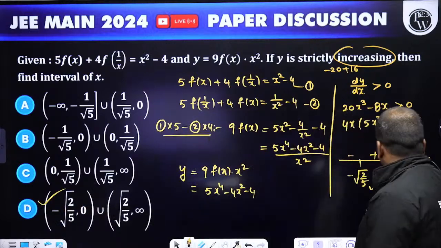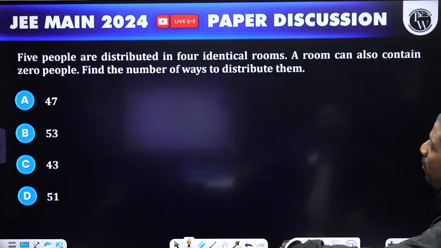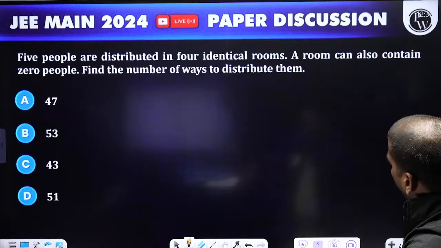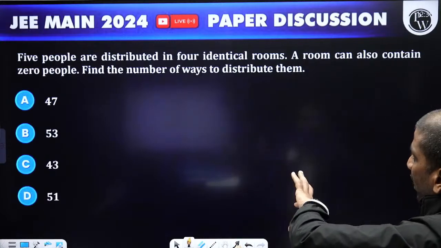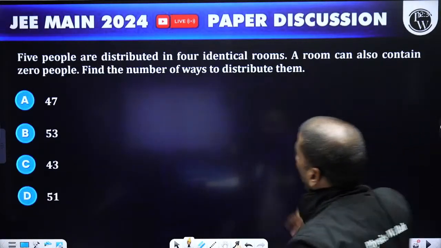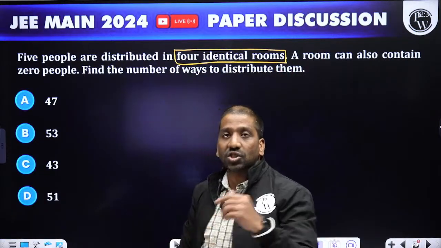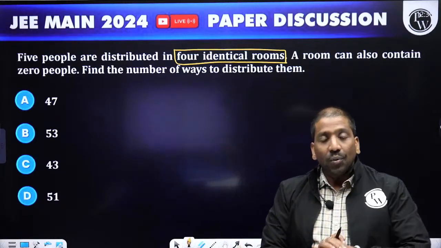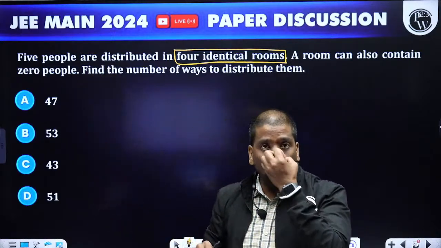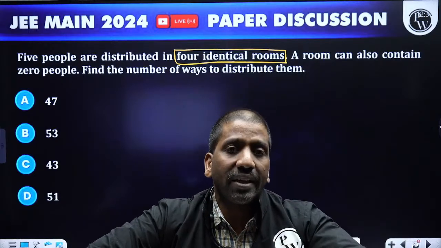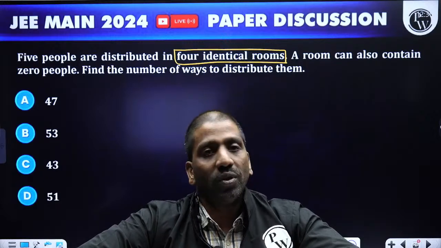Simple question: finding the function and substituting. Next one: 5 people are distributed in 4 identical rooms. A room can also contain 0 people. Find the number of ways to distribute them. So these identical rooms, last time also we got a similar model. When identical rooms are given, even though 5 identical objects would allow direct formulas like integral solutions, when identical rooms are given, we need to go with the cases.